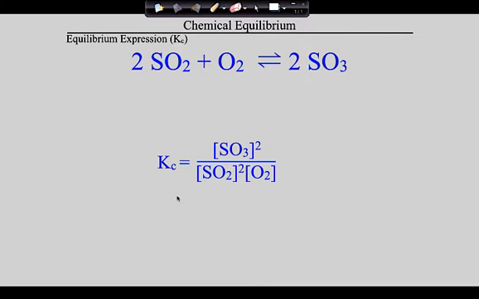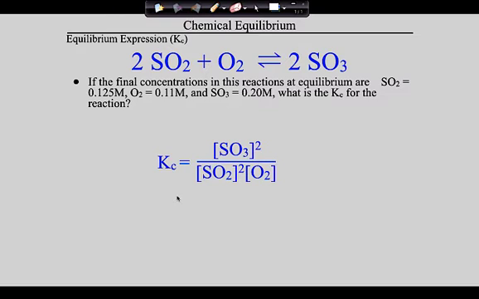Okay, so now guys, this is one of the 2 types of problems that you need to be able to solve. In this problem, and don't write this down, you'll be fine without it, you are given the final concentrations. So it says the final concentrations in this reaction at equilibrium are molar, molar, molar. So they give you the molarities of all 3 of these things, and the question is, what is the Kc for this reaction? So guys, let's solve it.